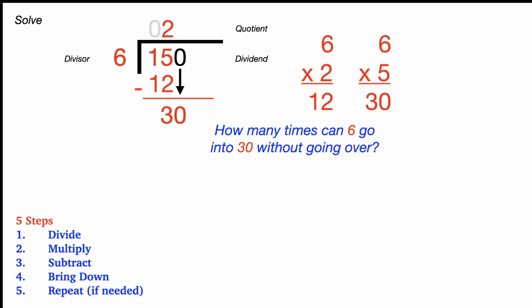So 6 will go into 30 5 times. The 5 goes on top. The 30 goes underneath, and then we subtract to see the difference. And in this case, we have 0. And that's all. We don't have any other numbers to bring down. So our final answer you would write simply as 25.